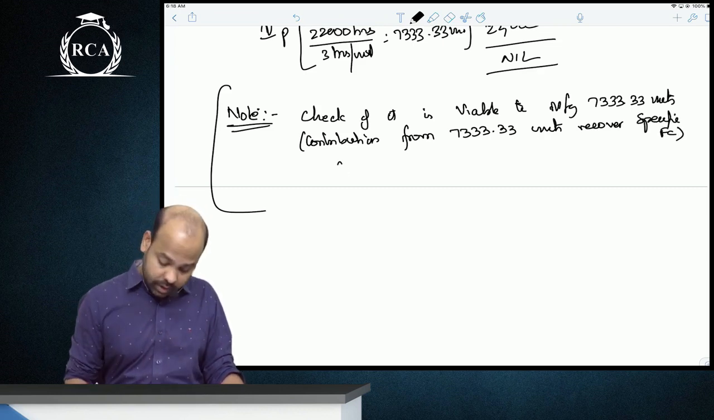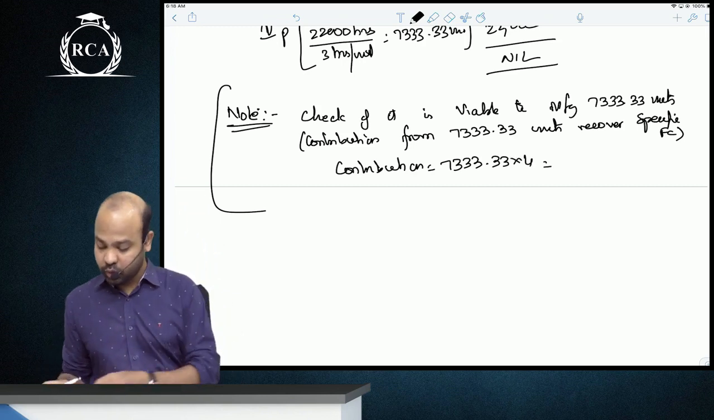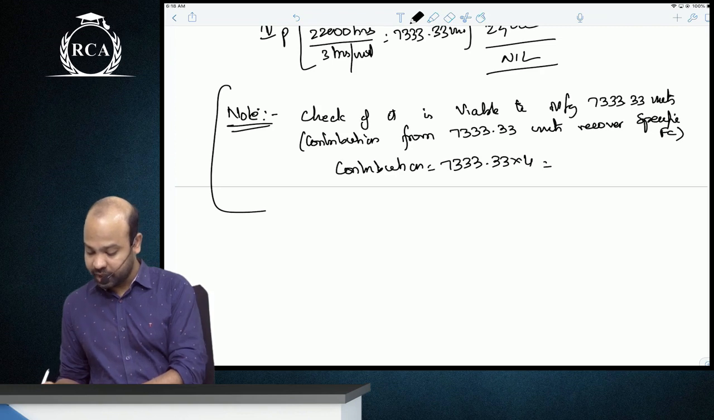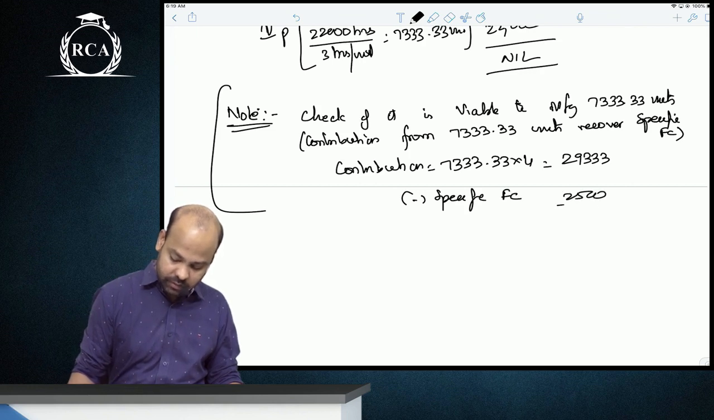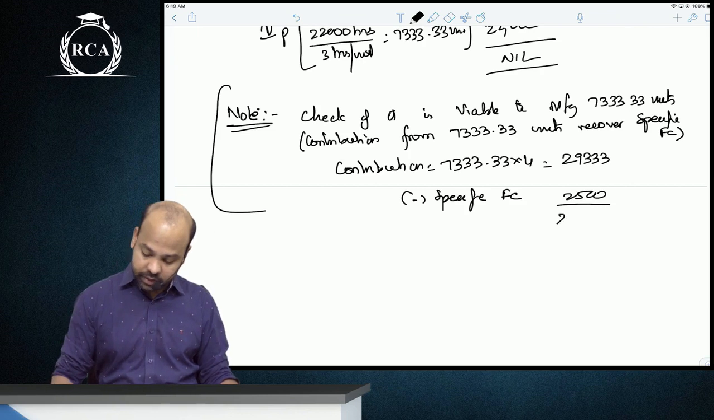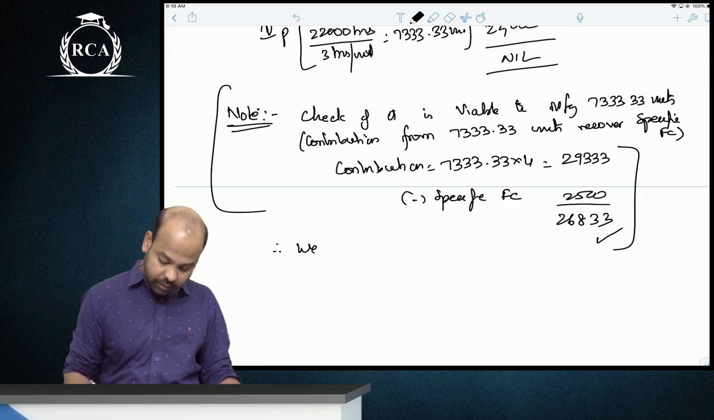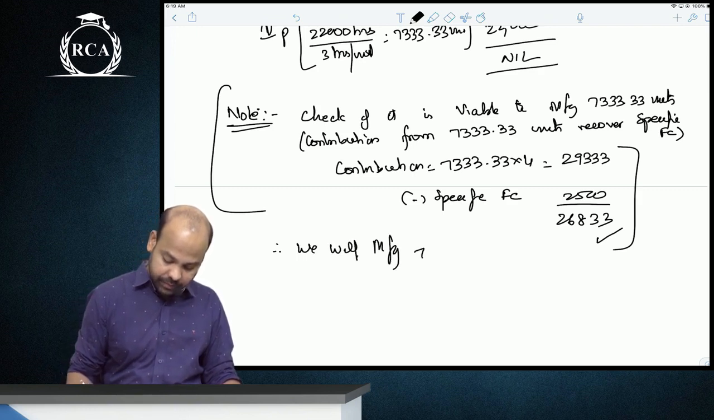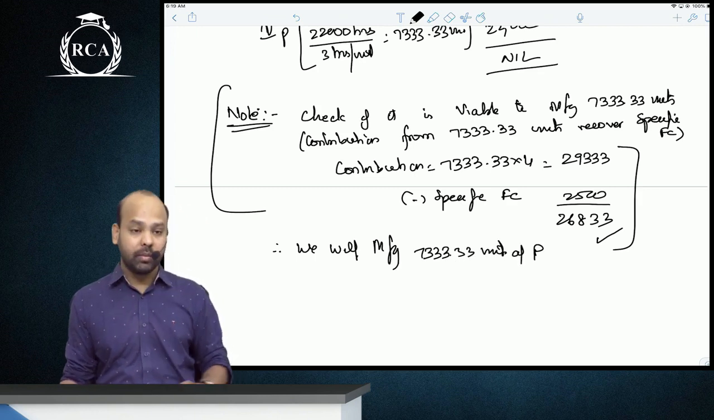So how will you check? Your contribution without the fixed cost would be 7,333.33 into 4 rupees. Just checking whether it is beneficial or not. That is 29,333 minus specific fixed cost. The amount of specific fixed cost is 2,500. So 26,833 is the amount. Yes, it is beneficial. Therefore, we will manufacture 7,333.33 units of P.